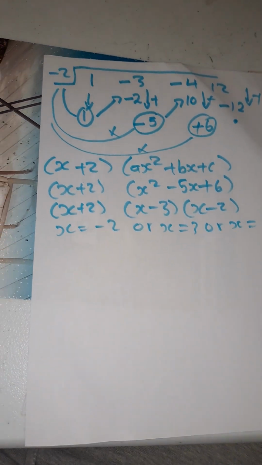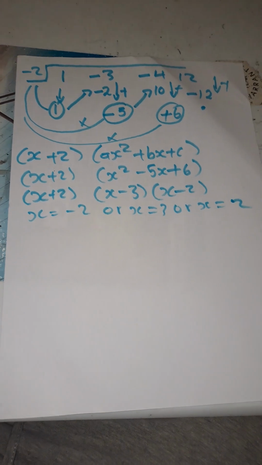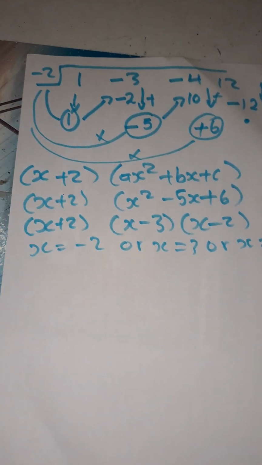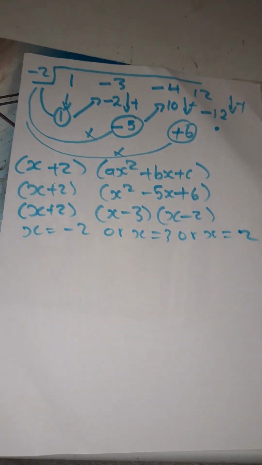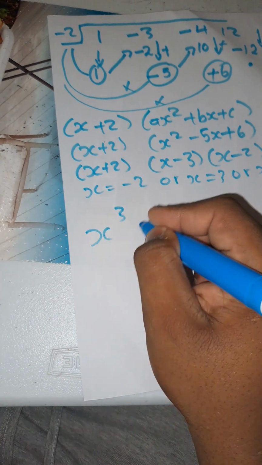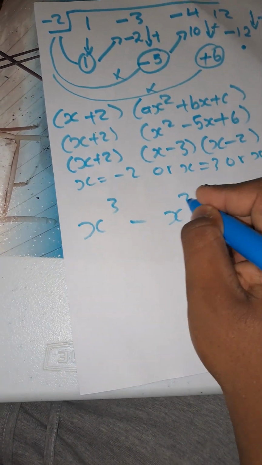Okay, so that's how you do synthetic division. We are going to do more videos of inspection, guys. So just for fun, you can try this one. Let me do this one example: x cubed minus x squared plus 16x plus 16.